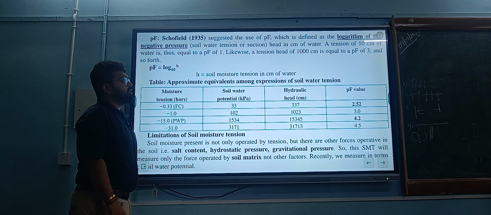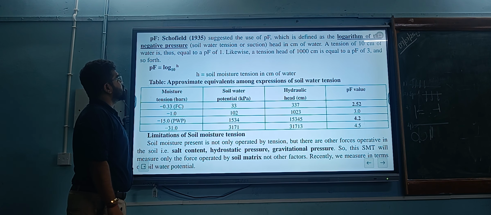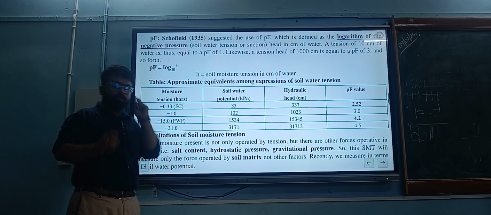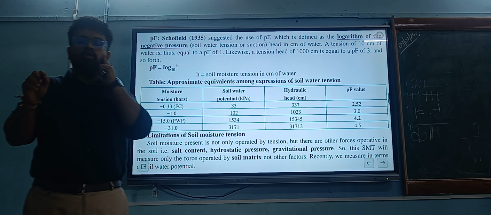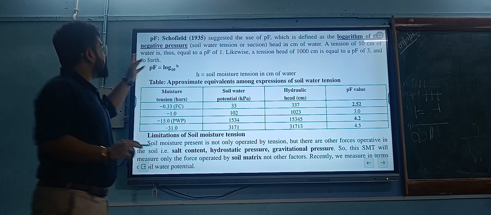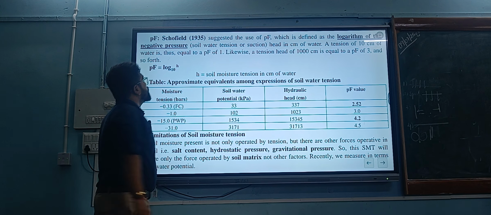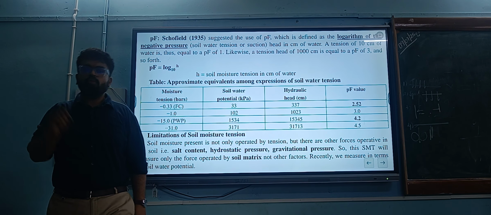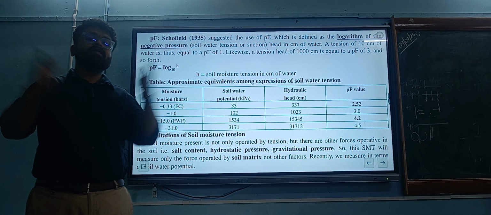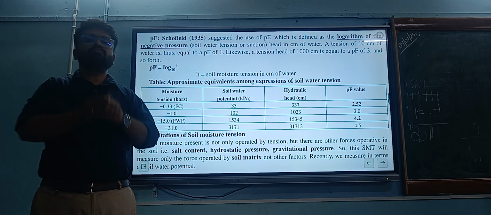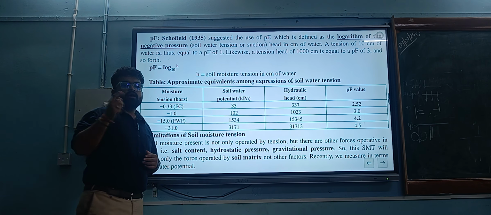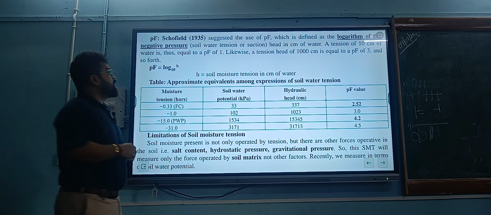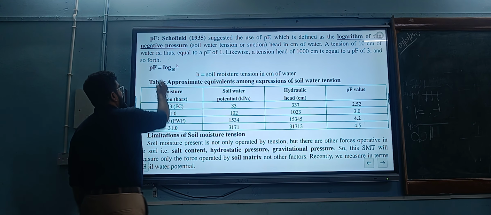A tension of 10 centimeters of water head is thus equal to pF 1. Why? Because log of 10 is equal to 1, right? So it is expressed in terms of logarithm, and it reduces the value. The bigger values can be reduced into smaller ones through the Schofield unit. Likewise, for a tension of 1000, the log of 1000 is 3. In the same way, pF is equal to minus log of the tension.